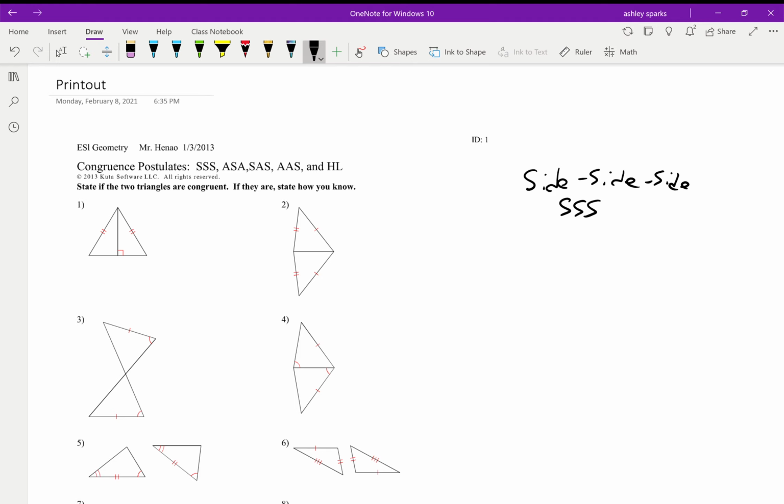So if we look at our examples here, if we look at number 2, you see they have the marking on the side, marking on the second side, and then they share this third side. So this is an example of side, side, side.